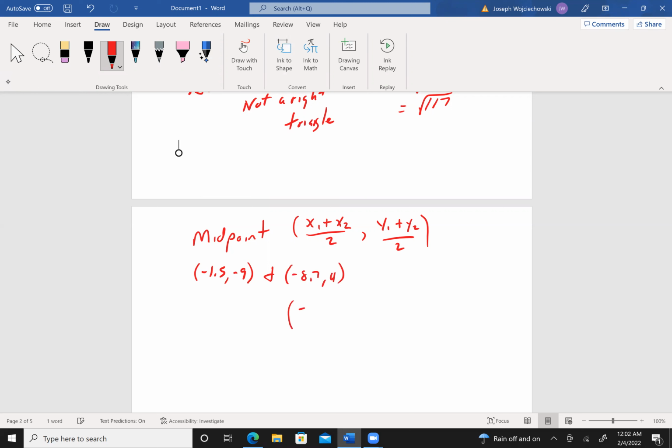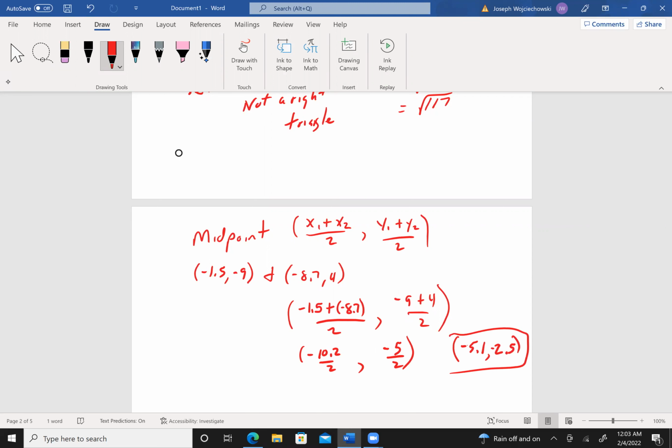We get negative 1.5 plus negative 8.7 over 2. That's my x-coordinate. Then I have negative 9 plus 4 over 2 for my y-coordinate. So this becomes negative 10.2 over 2. And this becomes negative 5 over 2. So our midpoint is negative 5.1, negative 2.5. And that is it.